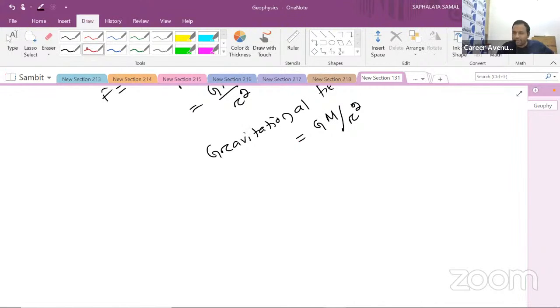We can also write the vector form of the field. I can write the gravitational field as capital E vector, equal to minus GM by r square, same logic, into the unit vector. This will be the gravitational field.